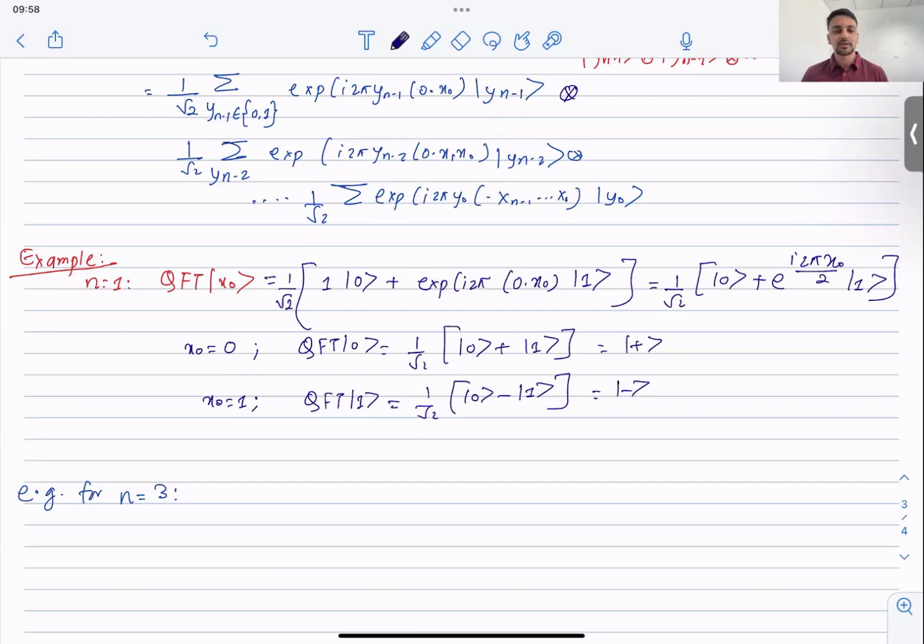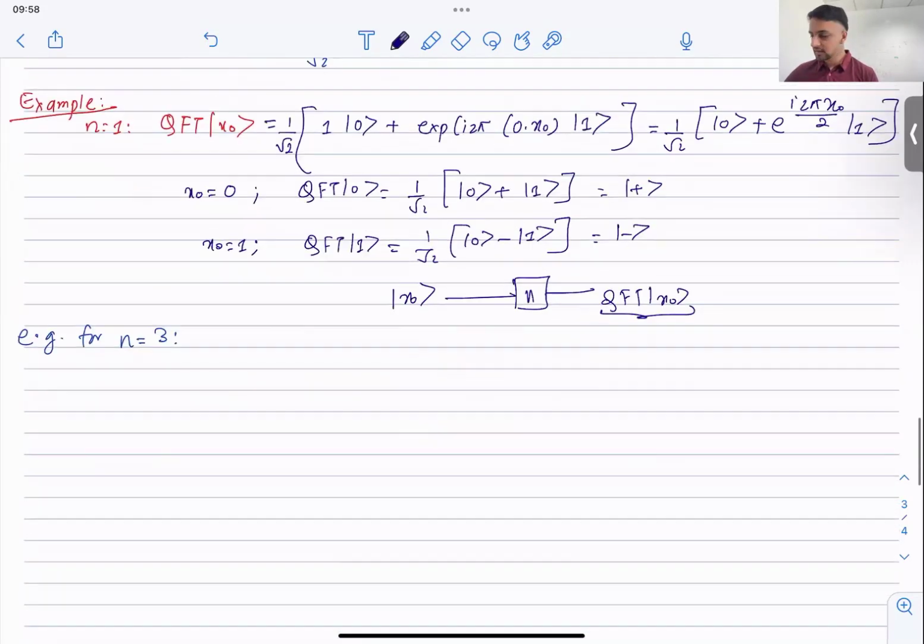So how do I do QFT with just 1 qubit? What gate do I need to do this? Yeah, exactly, Hadamard. So to do this for the 1 qubit case, I just need to start from this state x0, and then I apply the Hadamard gate, and then I have QFT on x0. So this is my output state. I just needed to do Hadamard. Okay, very good.